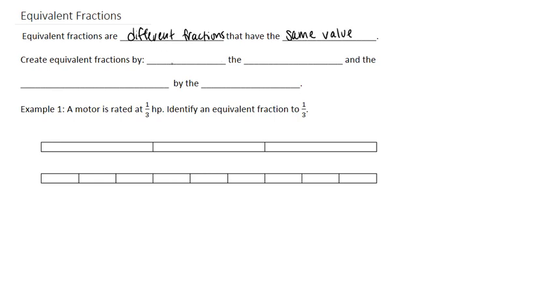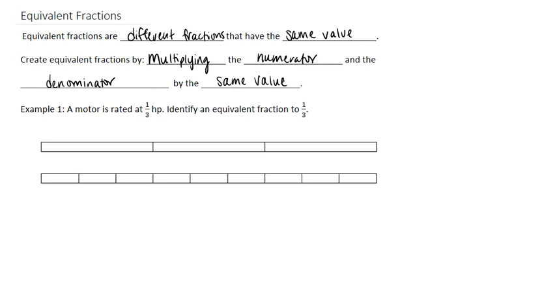So how we create equivalent fractions is by multiplying the numerator, the top number, and the denominator by the same value. So let's go over this with an example.